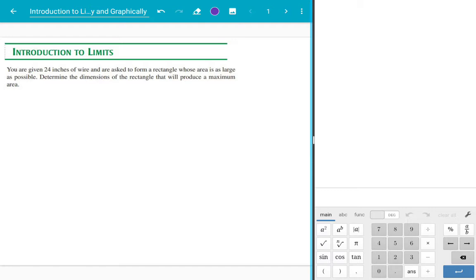Okay, so we're looking at a very simple problem here. It says you're given 24 inches of wire, and you're asked to form a rectangle whose area is as large as possible. Determine the dimensions of the rectangle that would produce a maximum area. Okay, so if we draw the situation, this is more of a polynomial problem.